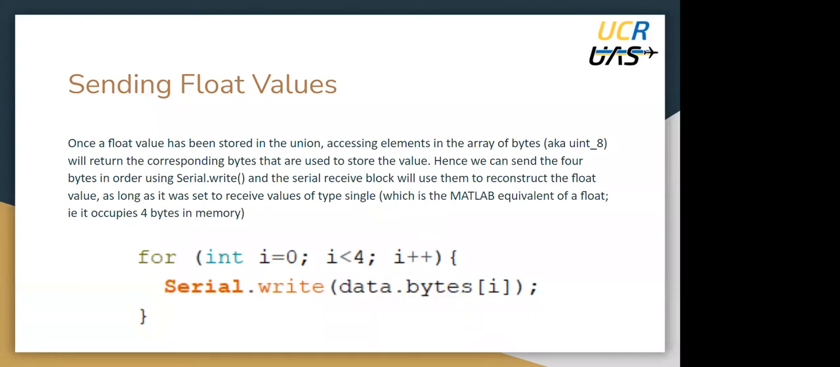as long as it was set to receive values of type single, which is the MATLAB equivalent of a float. In other words, it occupies 4 bytes in memory, just like the float does in the Arduino code. And then this here is the for loop that we use to send the float value. Basically, we start by sending the byte index 0, and then we work our way up.